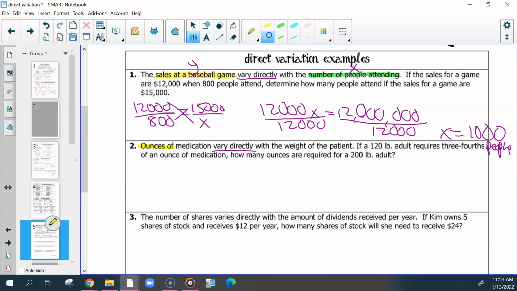So again, ounces of medication are going to be your Y. Really, if you wanted to change this variable to something else, you could do that. You would just have to tell me what that variable is, and you would also need to remember what that variable should have been. So if you change this to M, M is really like your Y, so just know that when you're setting it up. And then the weight of a patient would be your X, or if you change that to like W or P, whatever, you would just need to know that that would have been your X, so that number is going to go in your denominator.